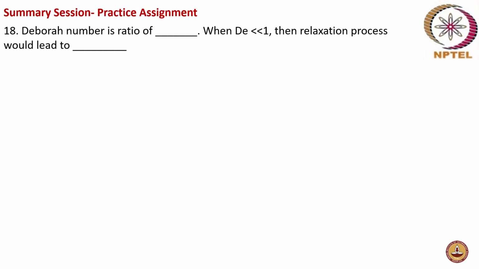Yeah, sure, ma'am. Deborah number is the ratio of dash. When Deborah number is very much less than 1, then relaxation process would lead to dash. Ratio of retardation time by experiment time. Is it retardation time? Relaxation time, sorry. So if Deborah number is very much smaller than 1, then relaxation process would lead to what?